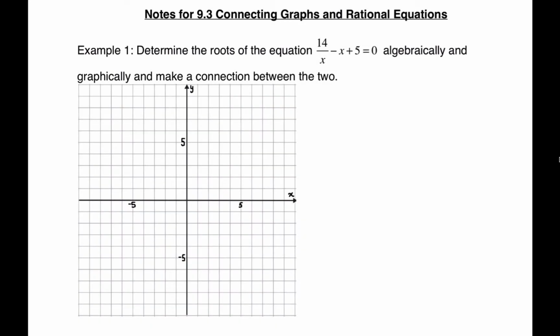So here's the first example. We're going to determine the roots of the equation 14 over x minus x plus 5 equals 0, algebraically and graphically, and we're going to make a connection between these two things.